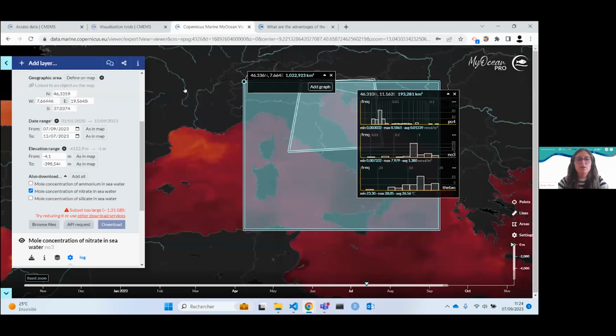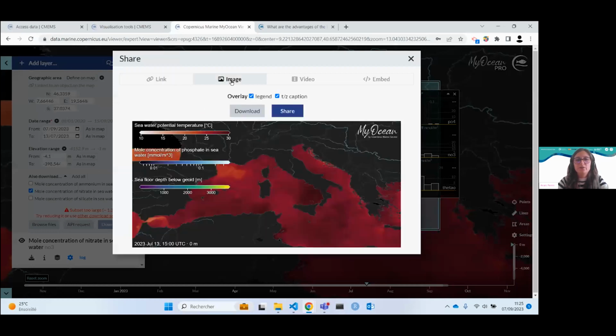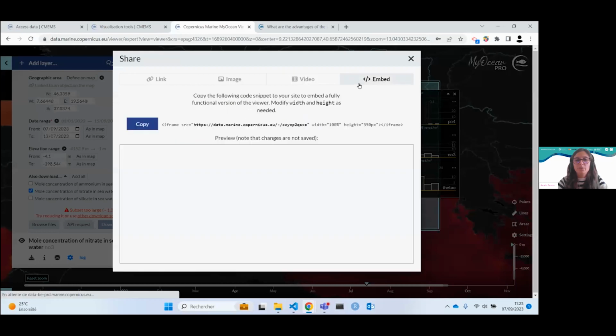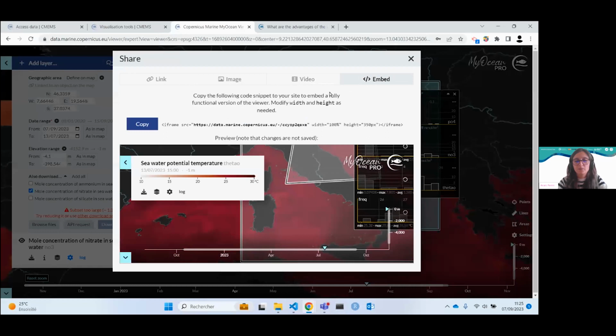The MyOcean viewer also has a sharing functionality. By clicking on the icon here, you can then share your visualization with whoever you want. You can also create an image or a video and even an embedded link to include your visualization on your website, for example.